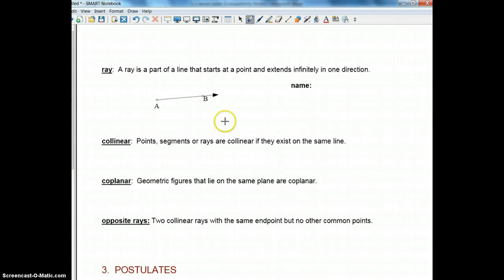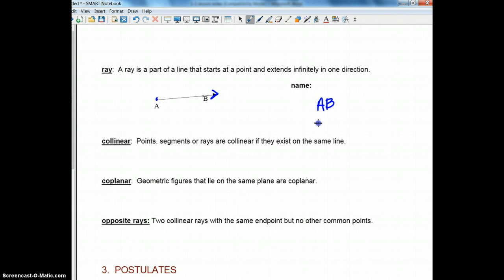Moving on, we have a ray next. A ray is a part of a line that starts at a point. Remember, that's called an endpoint. So in this picture, A is an endpoint and extends infinitely in one direction, and that one direction is represented by the arrow.